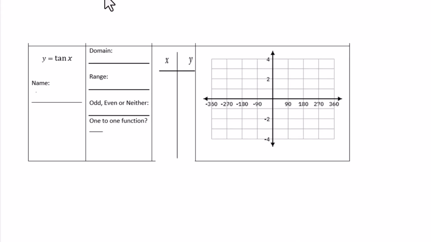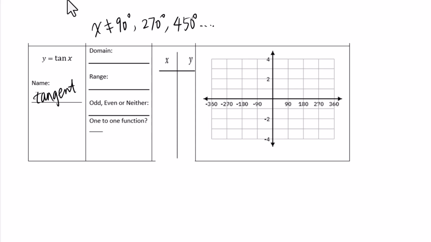y equals tangent x. This is a tangent function. Domain, x cannot be 90 degrees, 270 degrees, 450 degrees, and so on. We can use x is not equal to 90 degrees plus k times 180 degrees, where k is an integer. Range is all real numbers.